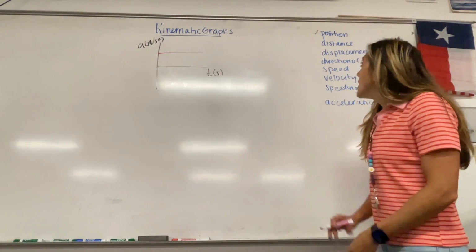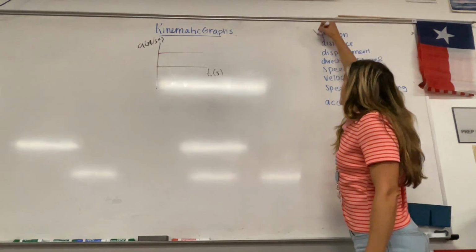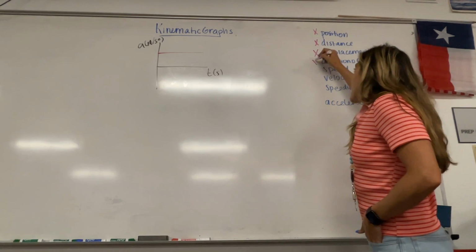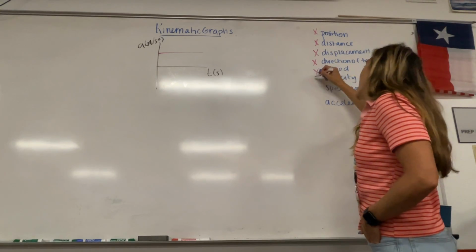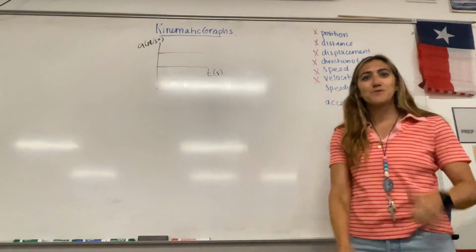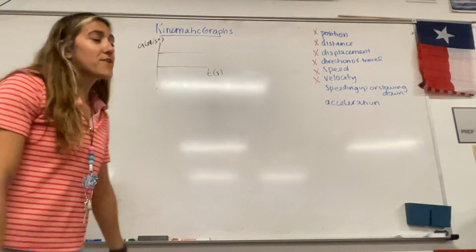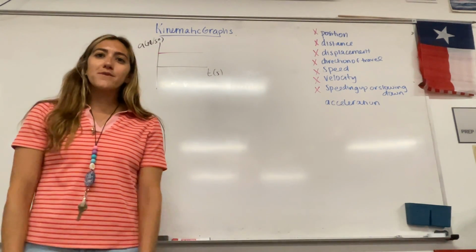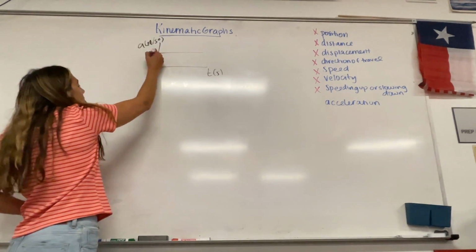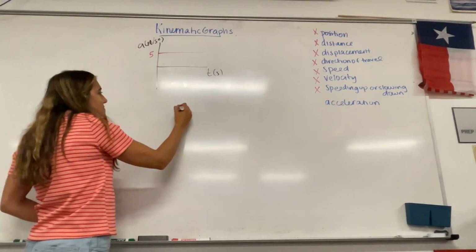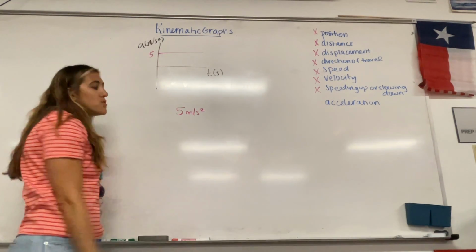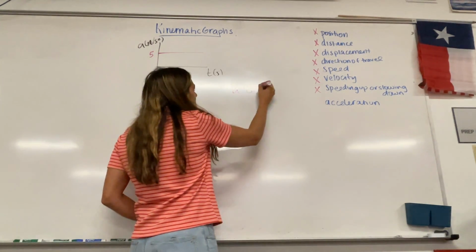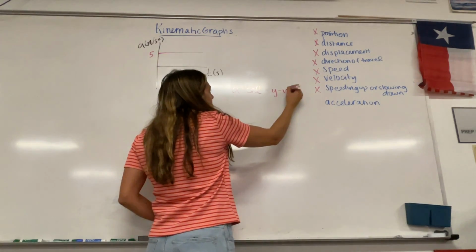So, we cannot find position. We cannot find distance. We cannot find displacement. We cannot find direction of travel. We cannot find speed. And we cannot find velocity. Wow, that makes our jobs super easy. The only thing we can figure out is, oh, no, not speeding up or slowing down. The only thing we know is the acceleration. So in this case, let's say it's 5. The acceleration is 5 meters per second squared the whole time. Wow, that's super easy. So acceleration is the y value of this graph.